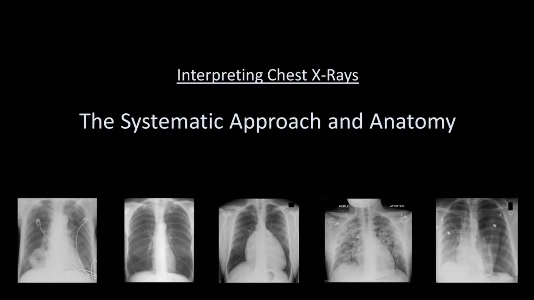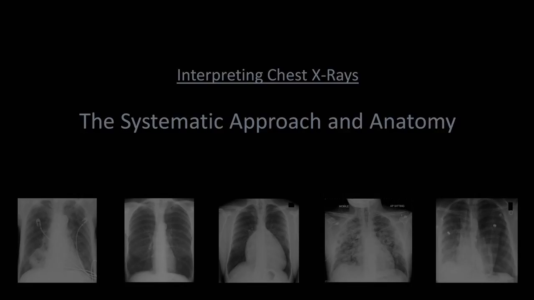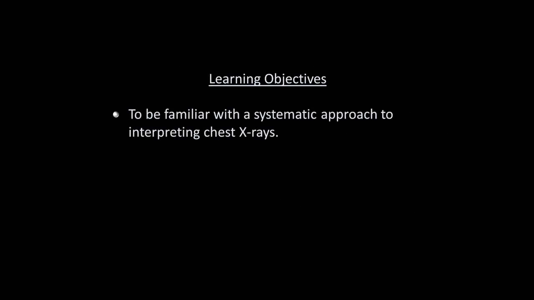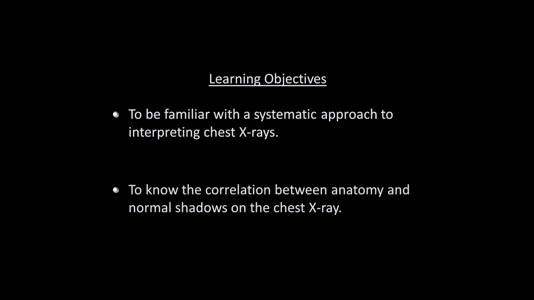Hello everyone. This is the second video in this series on interpreting chest x-rays. The topic is the systematic approach and normal chest x-ray anatomy. The learning objectives of this video are to be familiar with the systematic approach to interpreting chest x-rays and to know the correlation between anatomy and normal shadows on the x-ray.